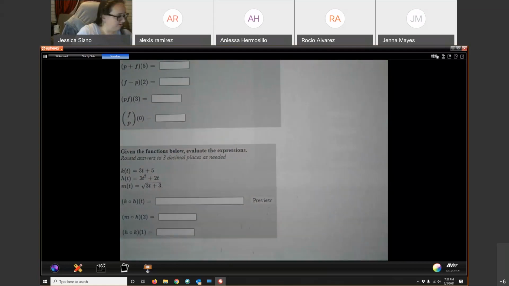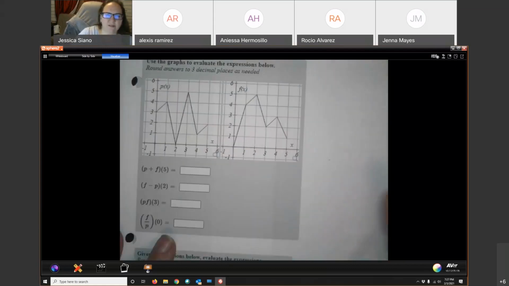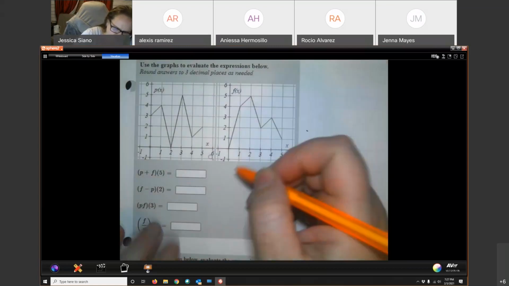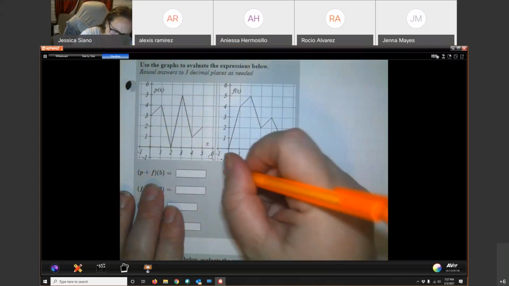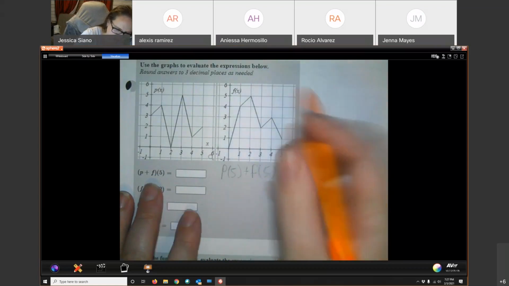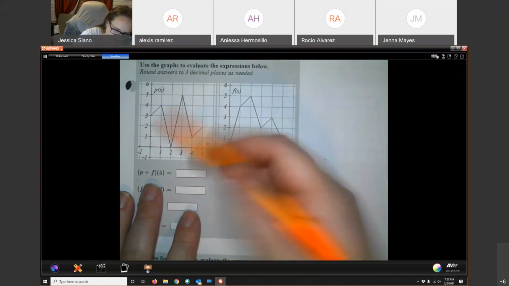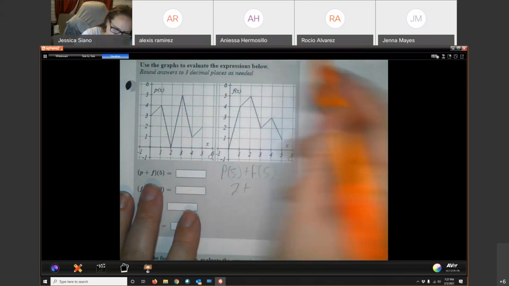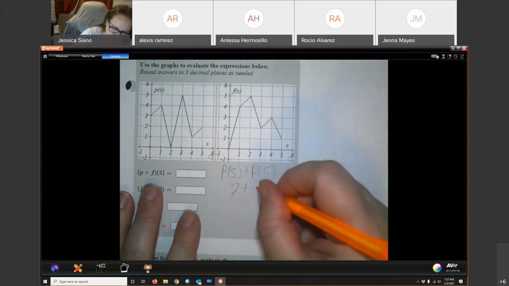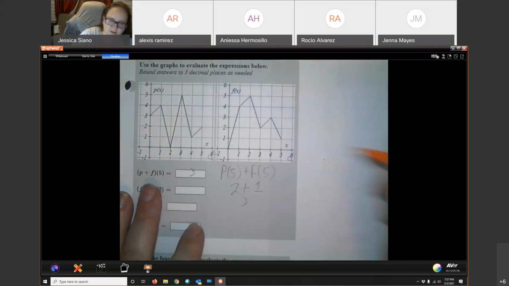So if we're using a graph here, then we would say, okay, well, P of 5 plus F of 5. Here's P. When X is 5, Y is 2. When F is 5, Y is 1. So adding them would be 3.